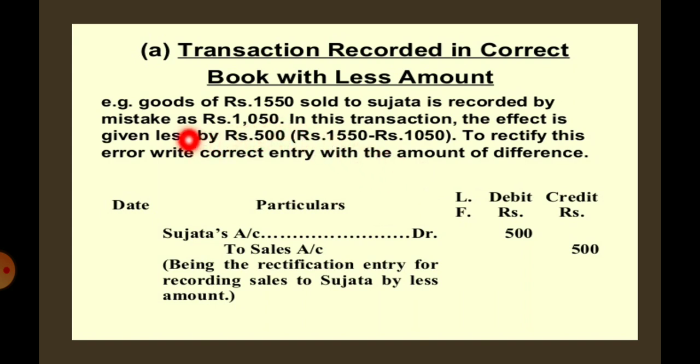Goods of rupees 1,550 sold to Sujata is recorded by mistake as 1,050. Sometimes we make these types of errors. In this transaction, the entry is given for 500 less, so there is a mistake of 500 rupees. To rectify this error, write the correct entry with the amount of difference. So Sujata account debit to sales.